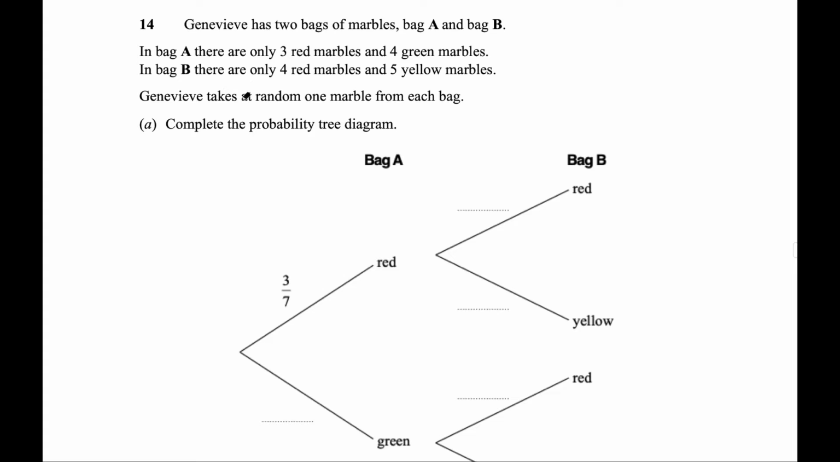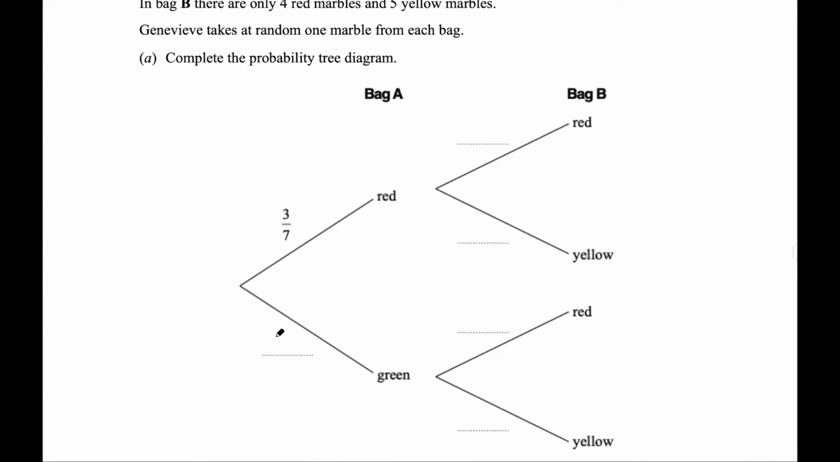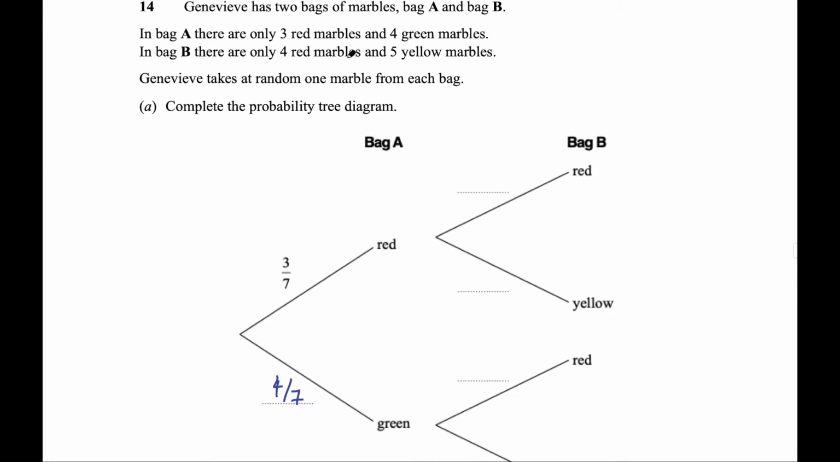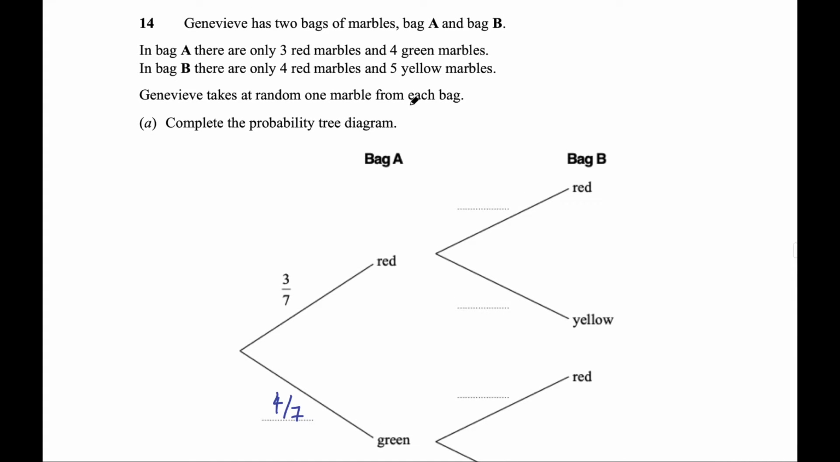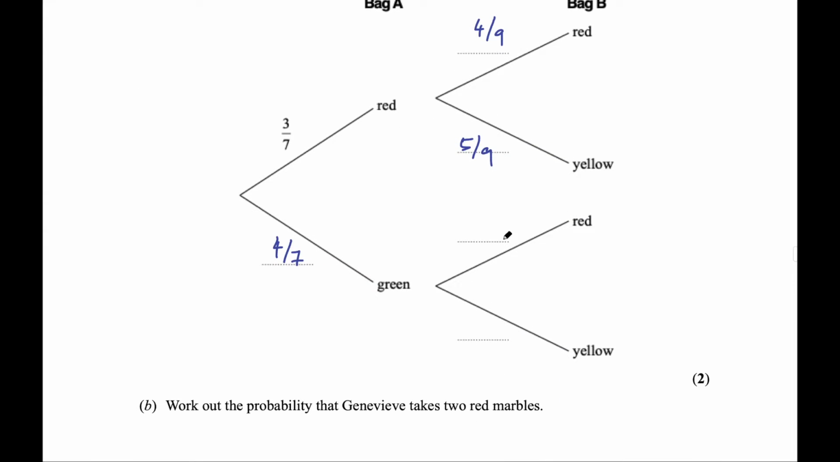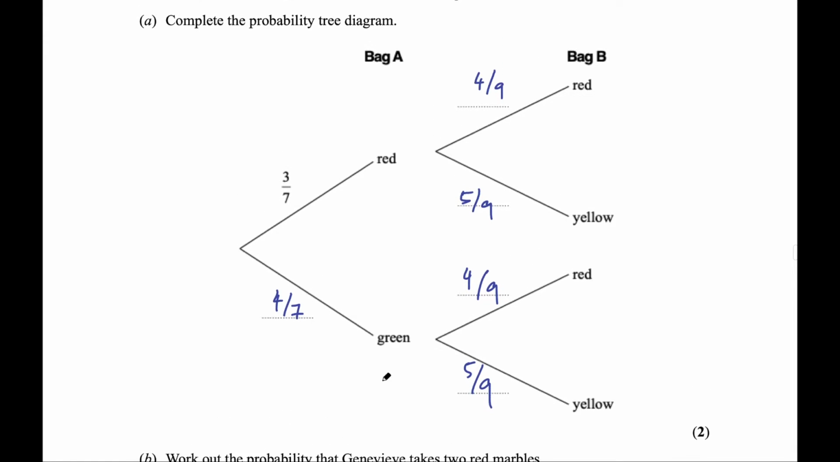Okay, so 2 different bags, that's important to realize. Bag A, there are 3 red and 4 green marbles, so the probability of picking green is going to be 4 out of 7. Bag B, we have 4 red marbles, so in total 4 and 5 make 9, so the probability of a red will be 4 out of 9. Yellow will be 5 out of 9, and they're going to be the same for the second branch here as well. So 4 out of 9 and 5 out of 9. Okay, shouldn't be too many problems there.